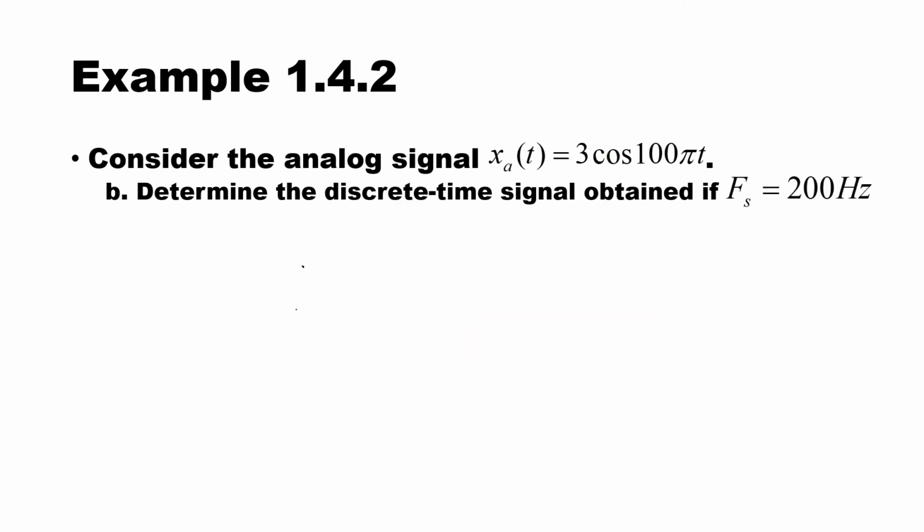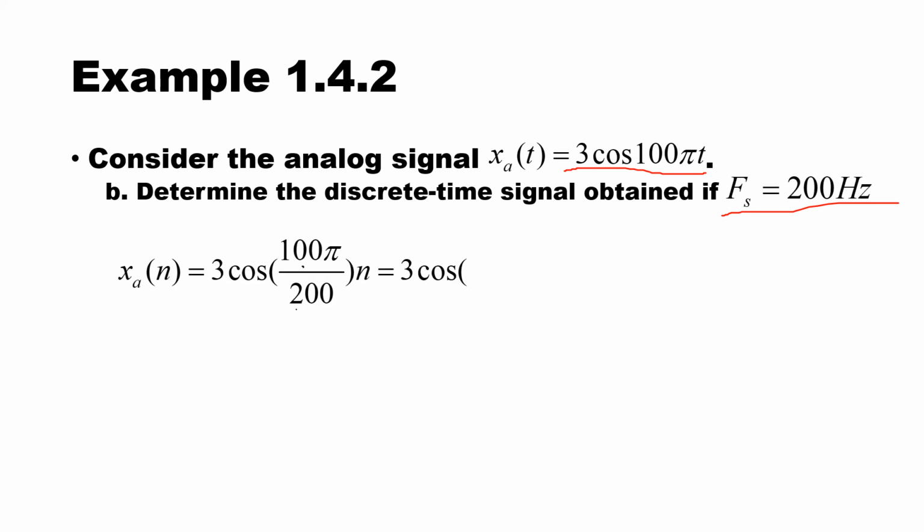Okay, the next part is that if we sample the same signal at a sampling frequency of 200 hertz, how would the discrete signal appear to us? So it's simple. x(n) is equal to a cos 2 pi f over fs. So 2 pi f was 100 pi, divided by fs which is 200, so we just get pi n by 2.